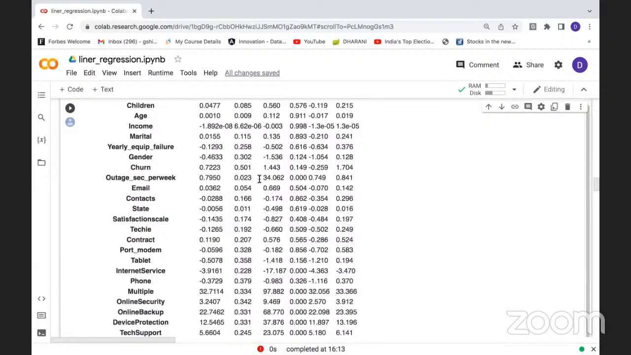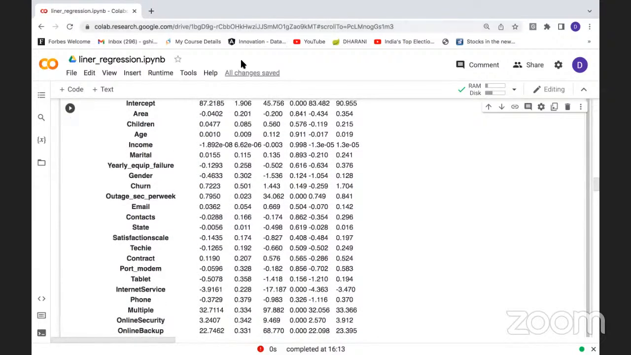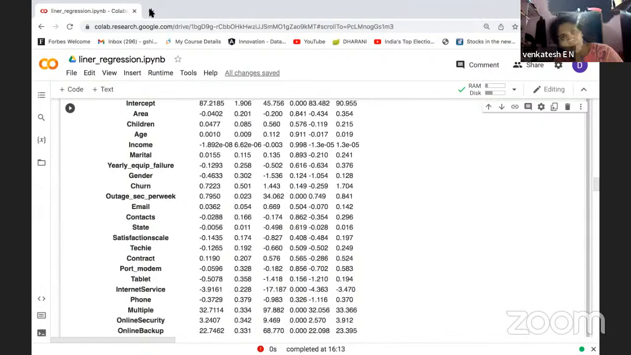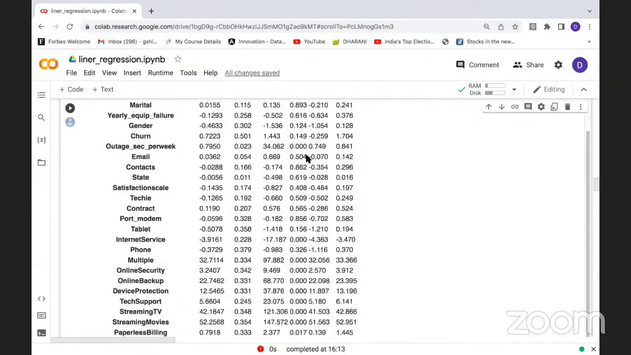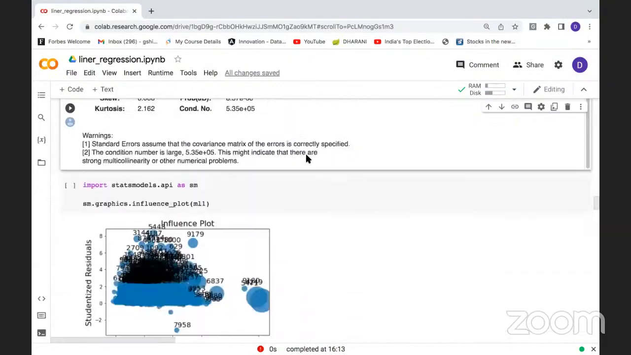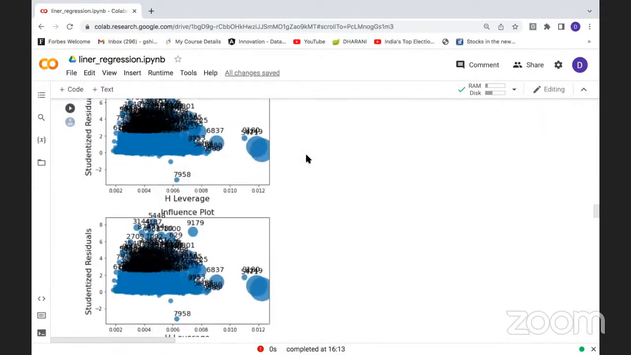these are the few inputs which we feel are important, or not important. Okay, so this is how we are building a linear regression model.